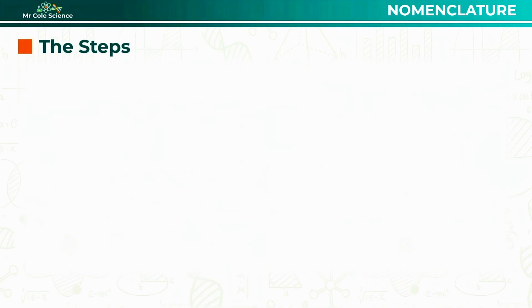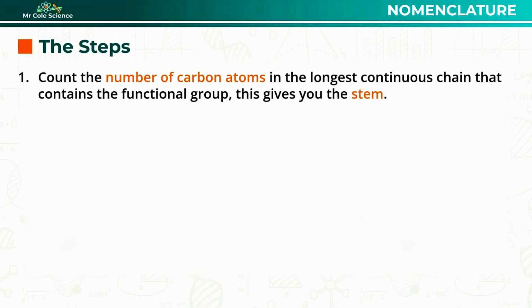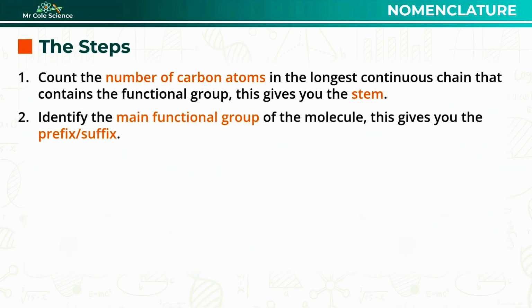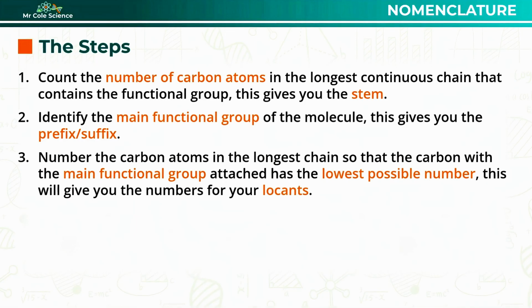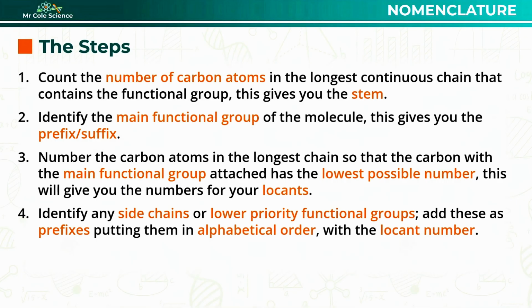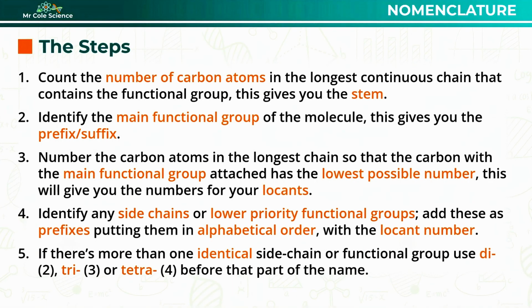Okay, so as an overview of the entire process, when naming organic compounds, the first thing you do is find the longest chain that contains the functional group. This gives you the stem. Then identify the highest priority functional group to get the correct suffix. Number the carbon atoms in the chain so that the main functional group has the lowest possible number. This gives your locants. Add on any prefixes for side chains or lower priority groups, putting them in alphabetical order with their locant numbers. Finally, use the di, tri or tetra prefixes if necessary, giving the locant numbers for all groups, even if they're on the same carbon atom.